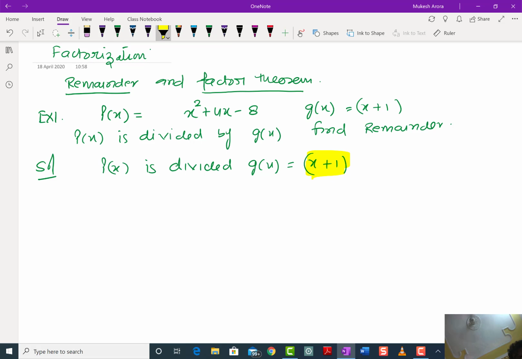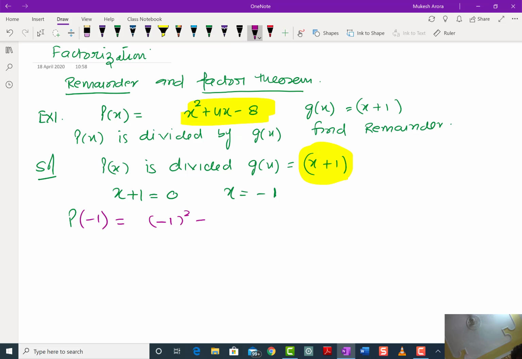From here we will find the value of x. x plus 1 is equal to 0, and x will be minus 1. So we'll write p(minus 1). In this equation we will put the value of x as minus 1. Minus 1 raised to the power 2, plus 4 into minus 1, minus 8. 1 minus 4 minus 8. So minus 11. That is the remainder. Even if you divide by long division method, you will be able to see that the remainder is minus 11.